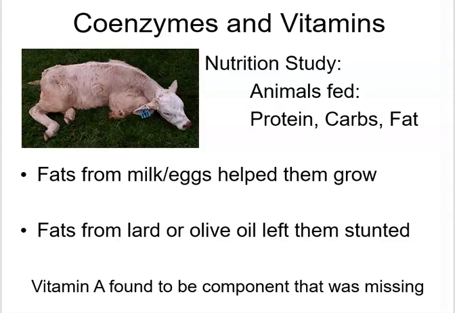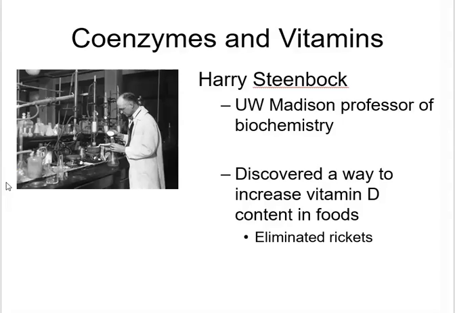So from that milk fat, researchers were able to isolate vitamin A, and that led to methods that helped push nutritional science into the modern era, understanding what we eat and why we need to eat those things. A lot of this nutrition work started at UW-Madison. Harry Steenbock, who has a building named after him, studied coenzymes and vitamins within our diets. He discovered a way to increase vitamin D content in food, which allowed us to eliminate rickets.